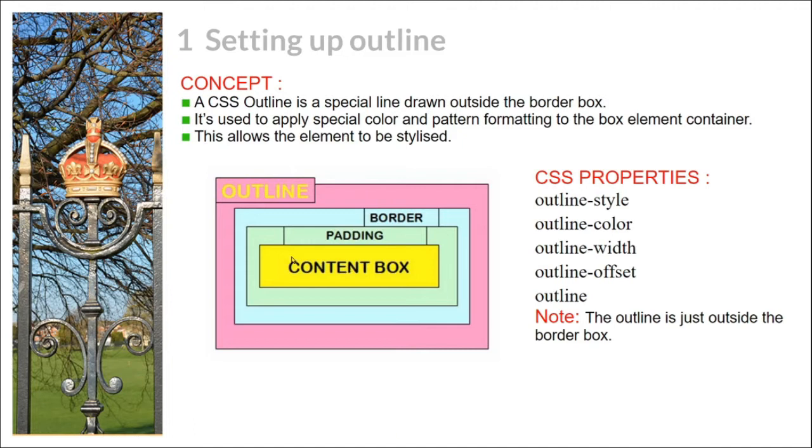For example, here we have our content box, and then outside we have our padding, then outside this we have our border, and then outside this is the outline. This is where the outline pattern and colouring appears, and it overlaps the margin. The CSS properties for outline are as follows. We've got outline style, outline colour, outline width, outline offset, and shortcut outline. The outline is just outside the border box.